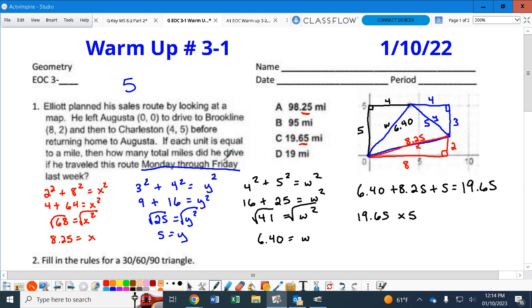It's not just on Monday. It's not just on Friday. It's not any specific day. It's all week. How long would that be? So from there, multiply that. It's either 95 or the 98.25. Which one is it? The 98.25. So that's going to be A.